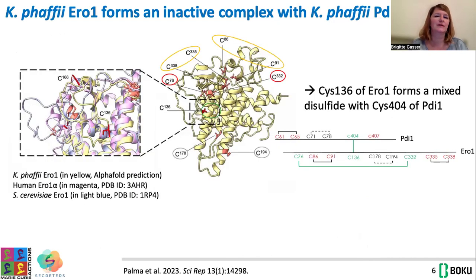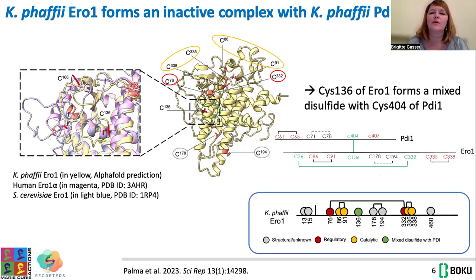And you can also see in a structural prediction that this cysteine 136 is clearly in close vicinity of cysteine 166 of the human isoform, which was already shown some years ago to form a complex with human PDI. So as depicted here, we finally set out and also analyzed which of the cysteines in PDI were involved, and Ariana could show that cysteine 136 of ERO1 is forming a mixed disulfide with cysteine 44 of the active site of PDI, thereby rendering the complex inactive. So with this, we have allocated all cysteines of Pichia ERO1 with an activity.